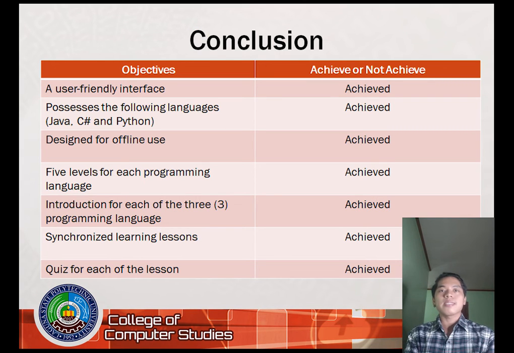Conclusion. In this table, the right side is the list of the objectives we had when we planned to develop the system, like a user-friendly interface, possessing the following languages like Java, C Sharp, and Python, 5 levels for each programming language's challenges, synchronized learning lessons, and a quiz for each of the lessons. And the left side is the remark if we achieved it or not. This table shows that all the objectives we had have been achieved.